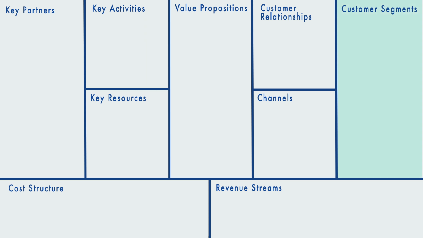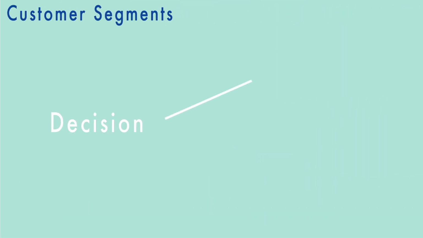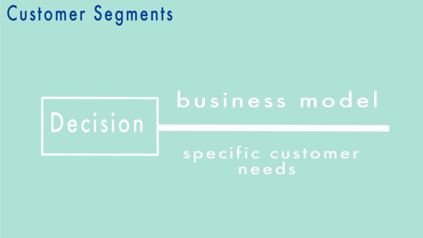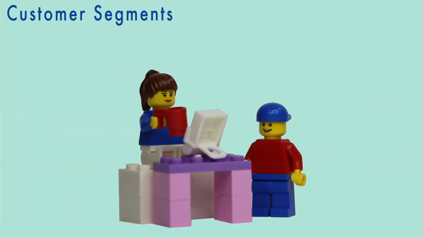Customer segments. A company must make a conscious decision about which segment to serve and which segment to ignore. And once this decision is made, then a business model should be designed around a strong understanding of specific customer needs. Let's just take an example of a fast food restaurant.